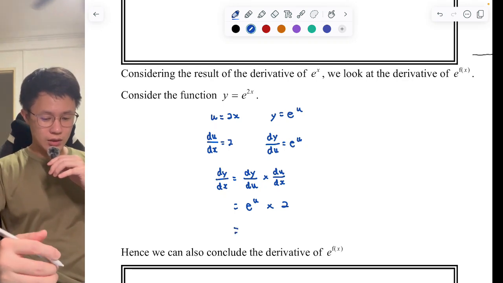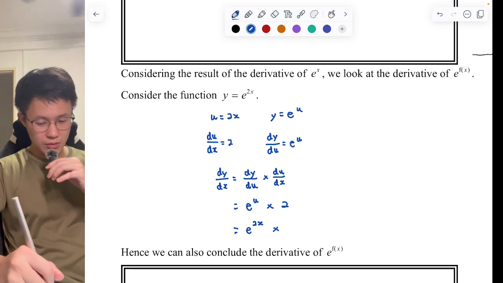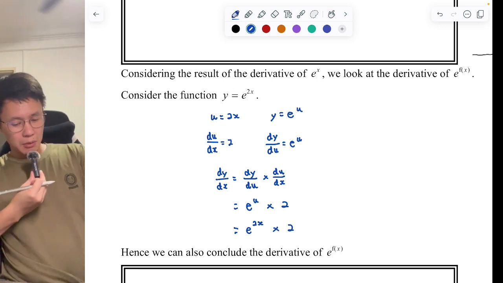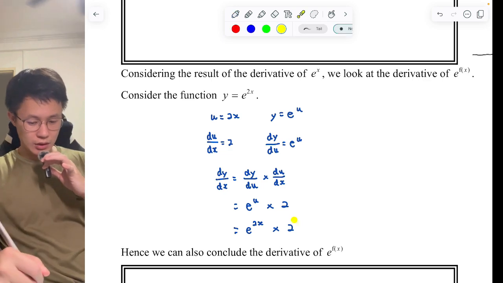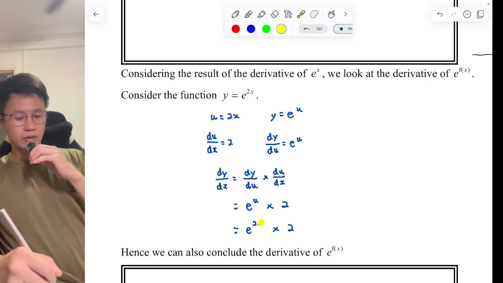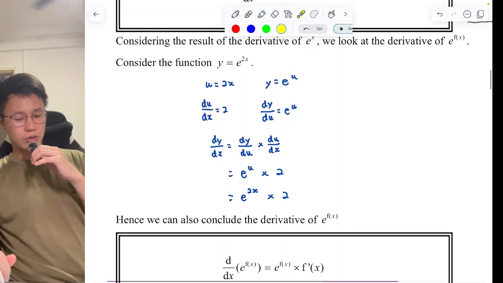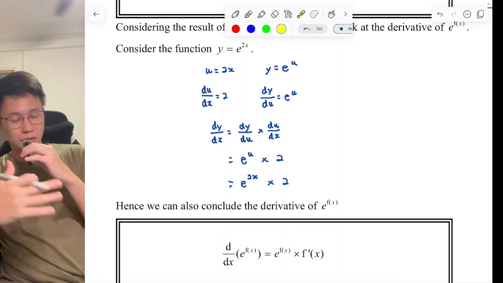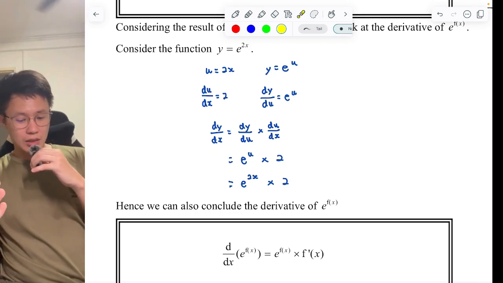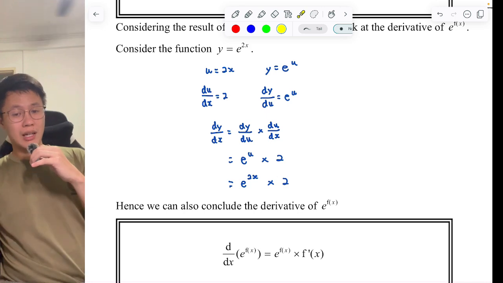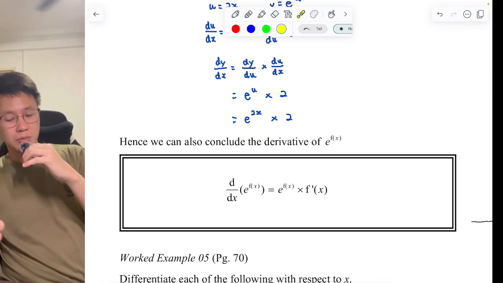And replacing u with 2x, it's simply e to the power of 2x times 2. What we realize here is that this function is in fact the derivative of the above function e to the power of 2x, and hence we can conclude that the derivative of e to the power of f(x), a function in the power of e, is simply e to the power of f(x) times f prime x. So you differentiate the power and then multiply that.